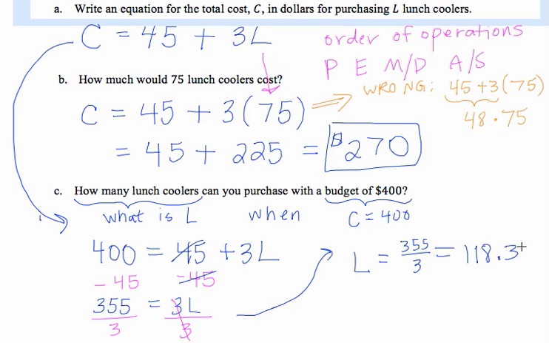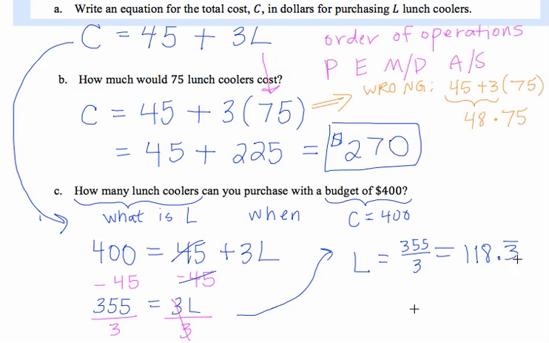118.3. If it says 333333 forever, a way to write that is just to put a little bar above the 3. That means 3 repeating. Okay, so we can purchase 118 and 1/3 of a lunchbox. Well, we're not going to purchase 1/3 of a lunchbox. We're either going to purchase 118 or 119. If you think about it logically in this problem, it makes sense to round down.